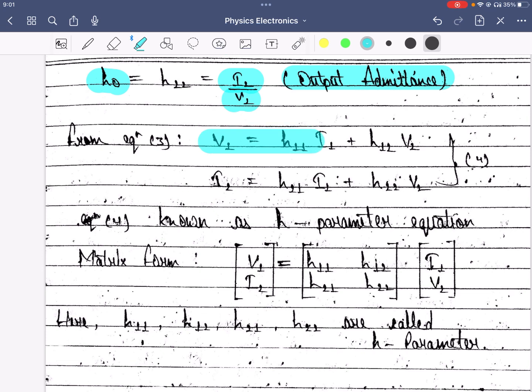When we replace HI, HR, HF and H0 by H11, H12, H21 and H22, we get equation 4 as V1 is equals to H11 I1 plus H12 V2 and I2 is equals to H21 I1 plus H22 V2. Equation 4 is known as the H parameter equation. In the matrix form, here H11, H12, H21 and H22 are the H parameter.